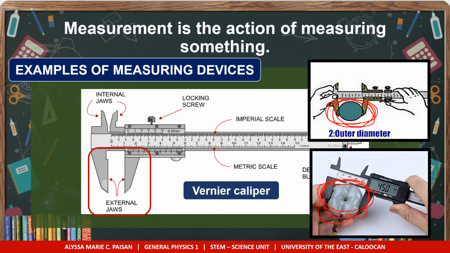So it can either be the analog or digital. Of course, it's more convenient to use the digital nowadays. So this one is the analog one, wherein there are rules that you should know to be able to measure the outer diameter of this one. On the other hand, the digital one will already show you the measurement in this LED screen.